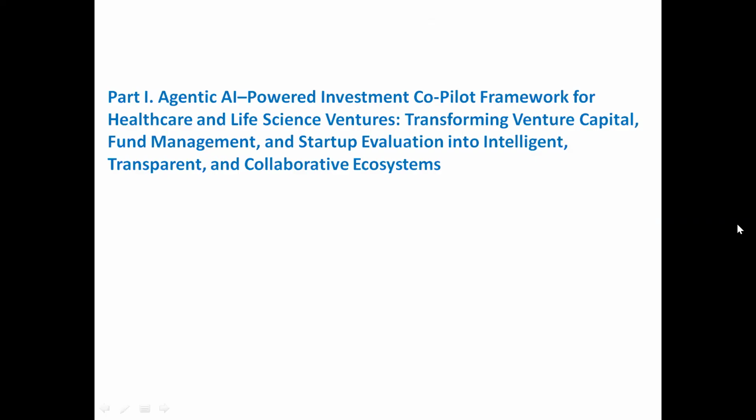The first part is the Agentic AI powered investment co-pilot framework for healthcare and life science ventures, transforming venture capital, fund management, and startup evaluation into an intelligent, transparent, and collaborative ecosystem. Before the deep dive into this topic, I will briefly introduce the motivation for why I'm doing this.